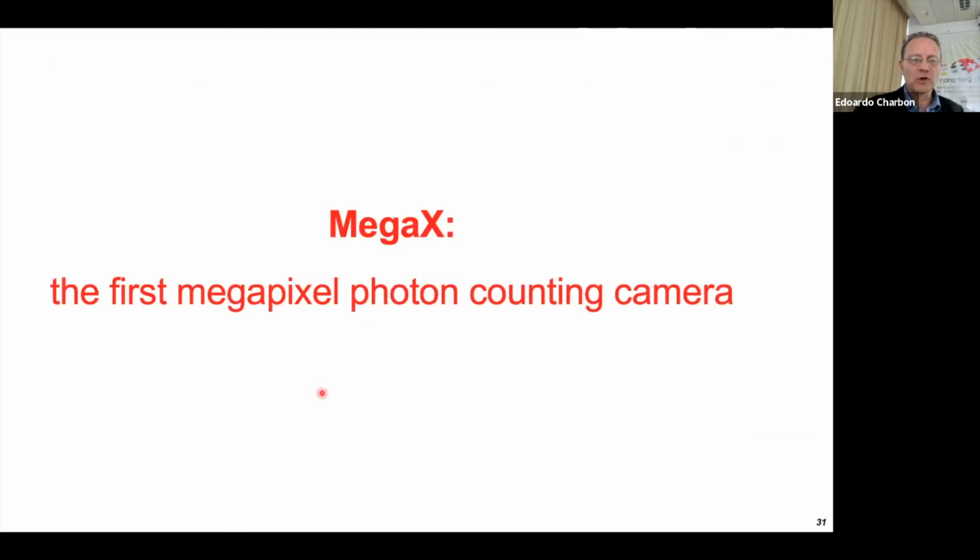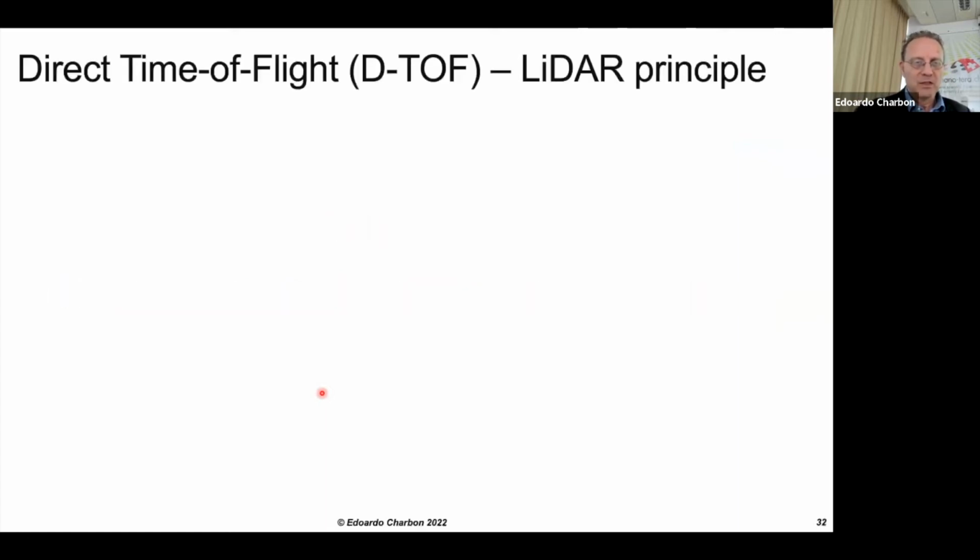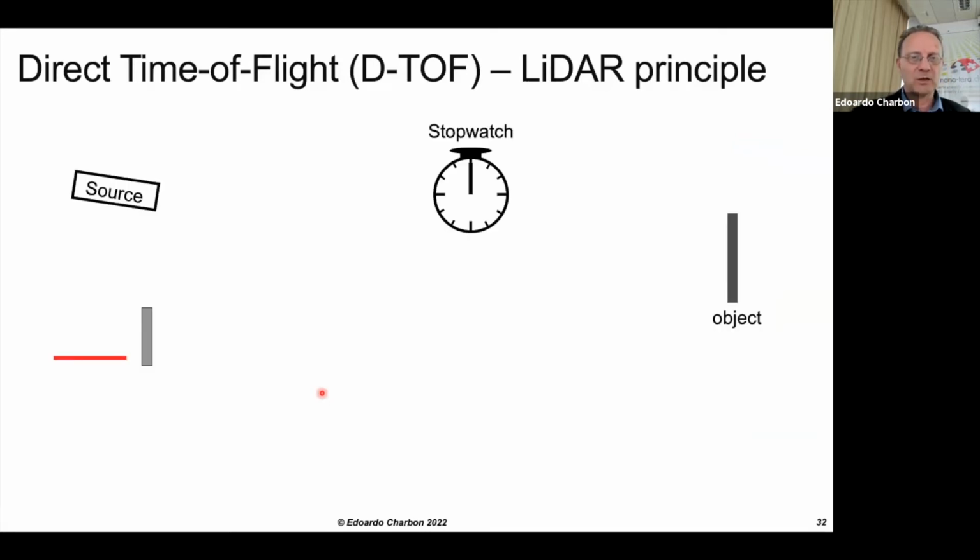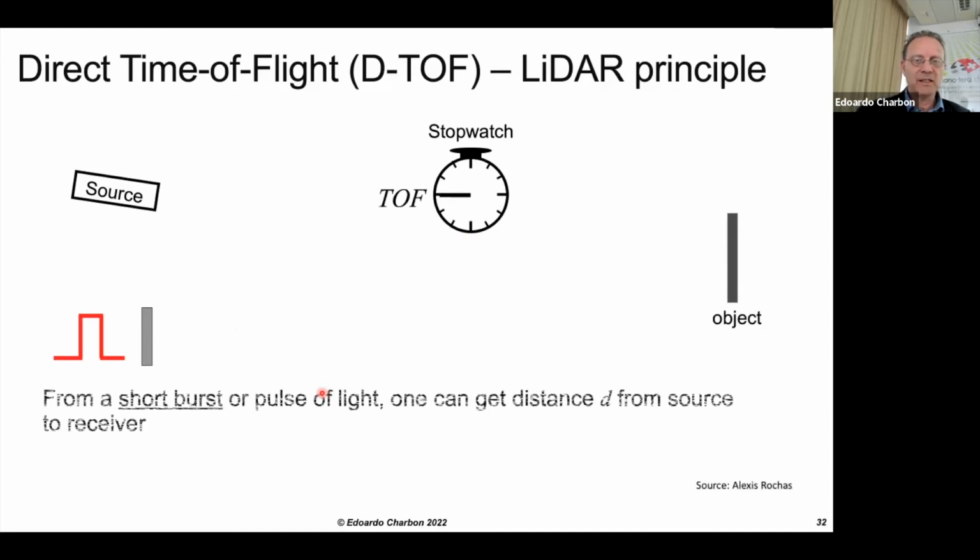So let me go over one of the latest detectors that we had the chance to build, and that is MegaX. That was actually the first megapixel photon counting camera in the world. The reason why we built this detector is because we wanted to implement a LiDAR, or direct time of flight detector. The way direct time of flight works is as follows. You have a source, usually a laser, that sends a photon bunch, and then you have an object here, and the distance is measured as c times the time of the round trip divided by 2.